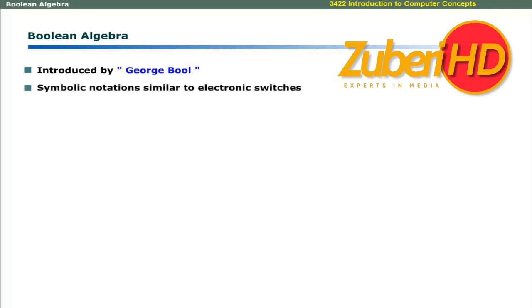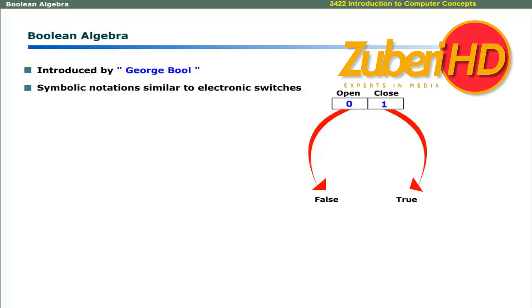Dear learners, Boolean algebra was introduced by George Boole. The symbolic notations of Boolean algebra are analogous to electronic switches. The electronic switch represents 0 when the switch is open and 1 when the switch is closed or on. These values are represented by false and true in Boolean algebra. The expressions of Boolean algebra help to design electronic switches and gates.